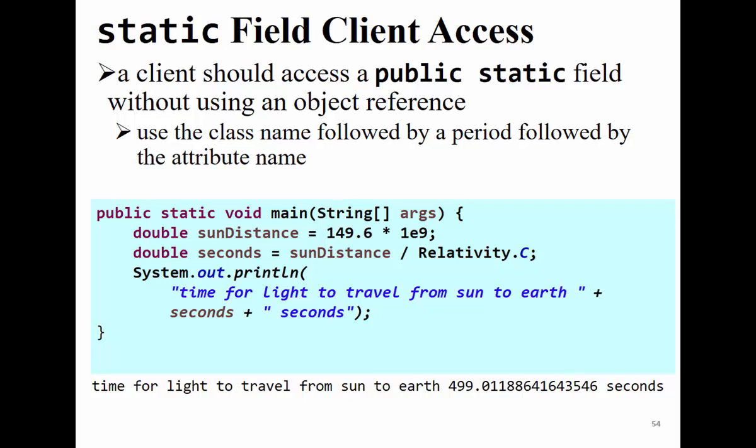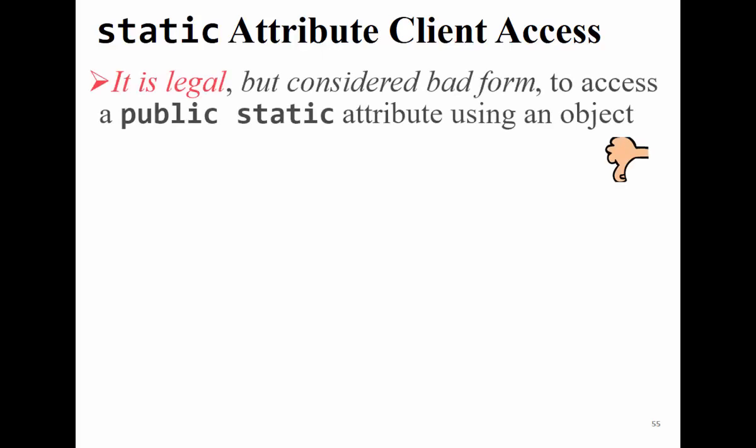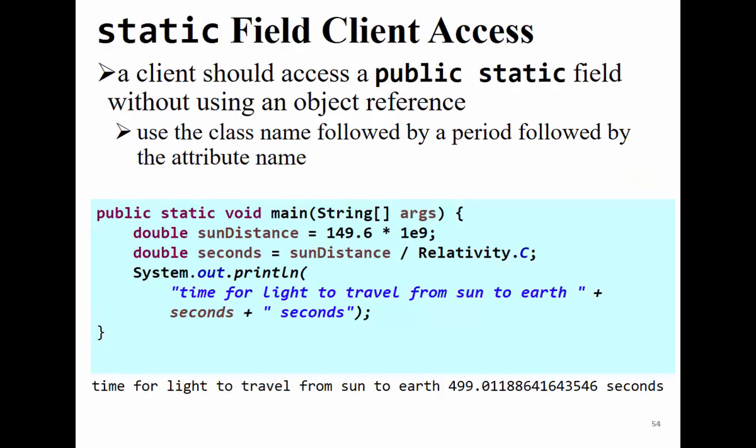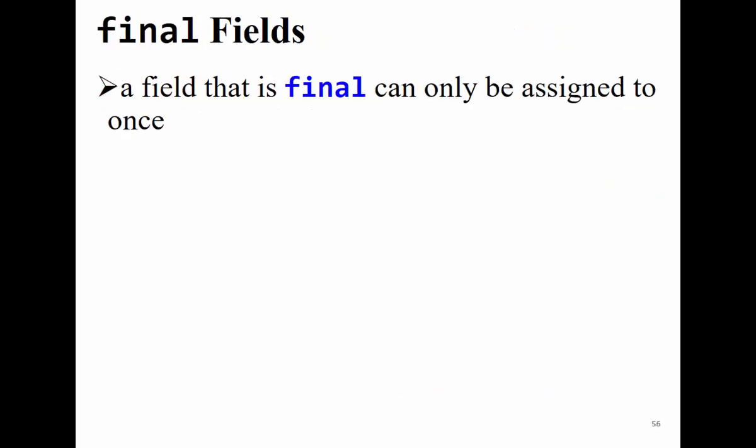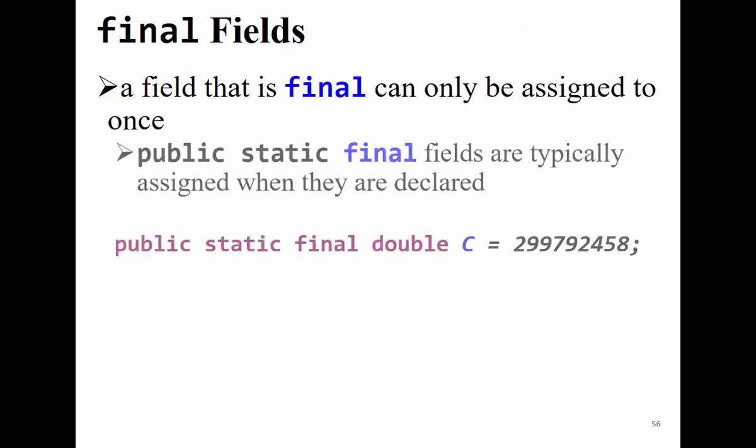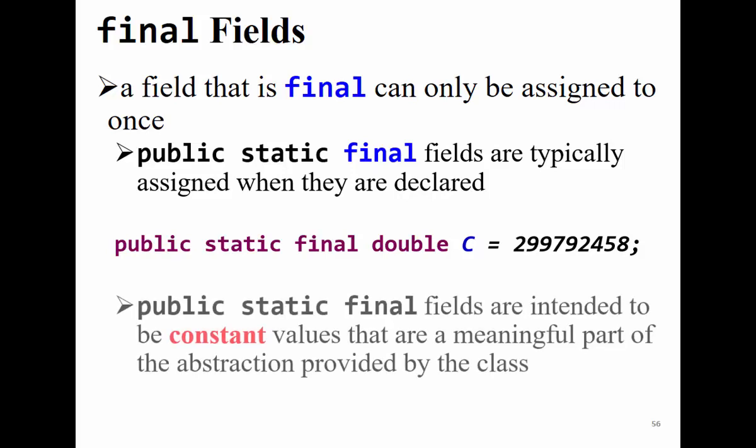So static attributes are legal, but it is considered bad form to have a public static attribute accessed through the objects, as we saw in this example. So it's good to have final, so the client cannot change it if you want to make it public. So public static final is intended for a constant value inside your application.